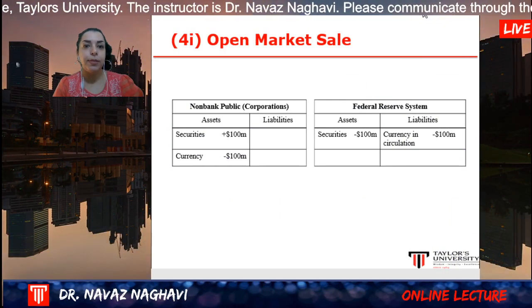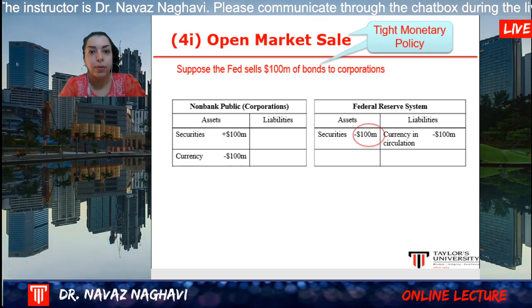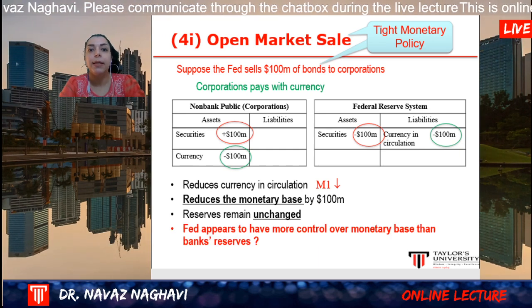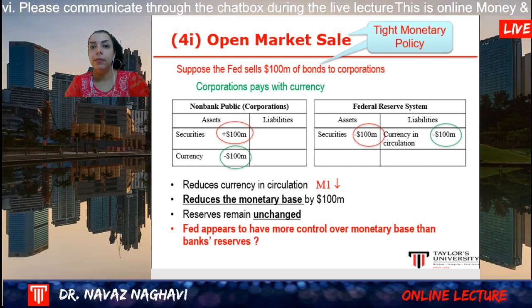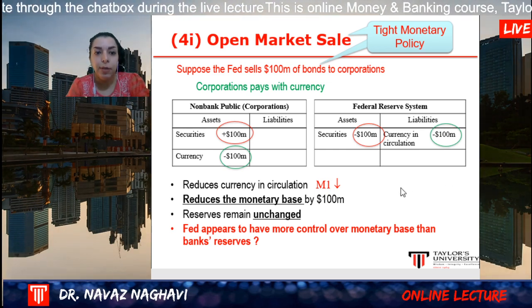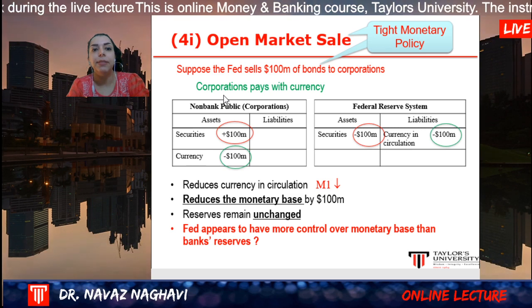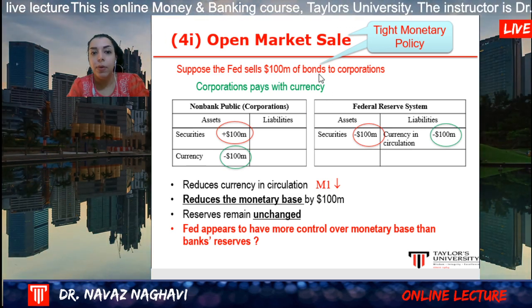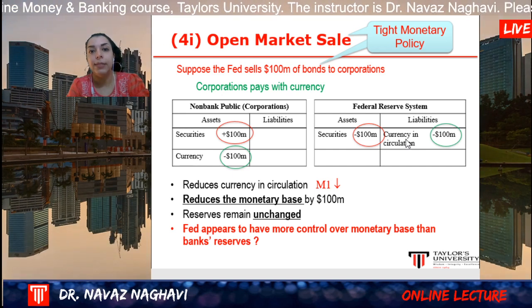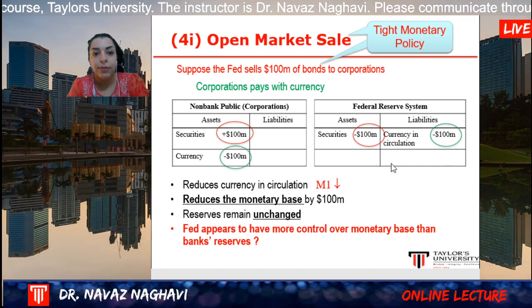Okay, so we saw in the video about the open market sale. I'm going to show you here in your slides that the open market sale, we remember from previous modules, was the tight monetary policy. And what we normally expect in a tight monetary policy is that the money supply is decreasing. How do we show the decrease in money supply? You can see that here it is the currency, because the example says that the corporation pays with currency. Since the corporation is dealing with currency, in the liability side of the Fed account we are dealing with currency, and of course, the liability of the Fed is decreasing.